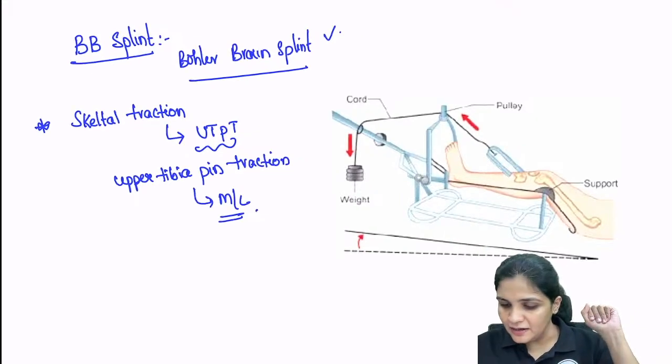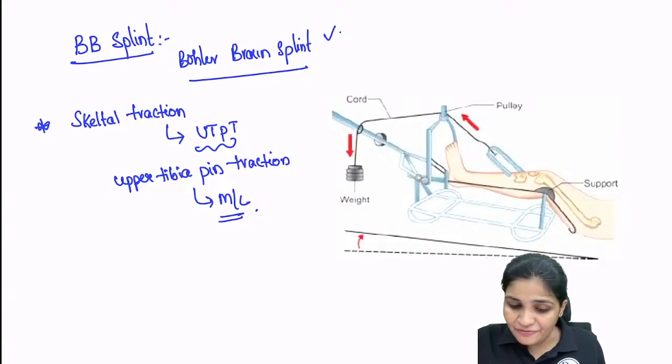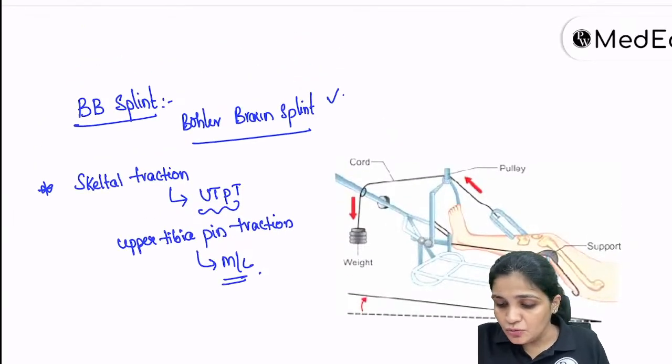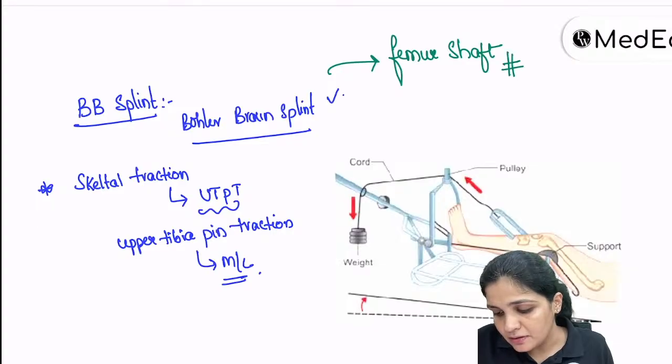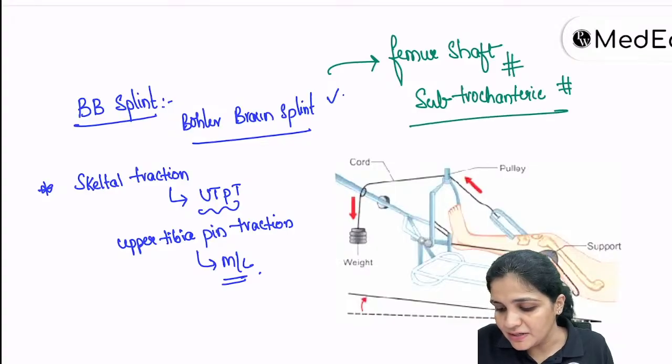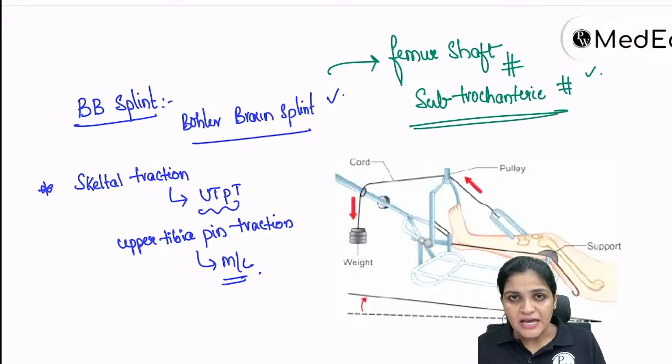So you can see here, whenever there is a fracture in the femur, this is usually used for femur shaft fractures or subtrochanteric fractures. So femur shaft fractures or subtrochanteric fractures, this is used.